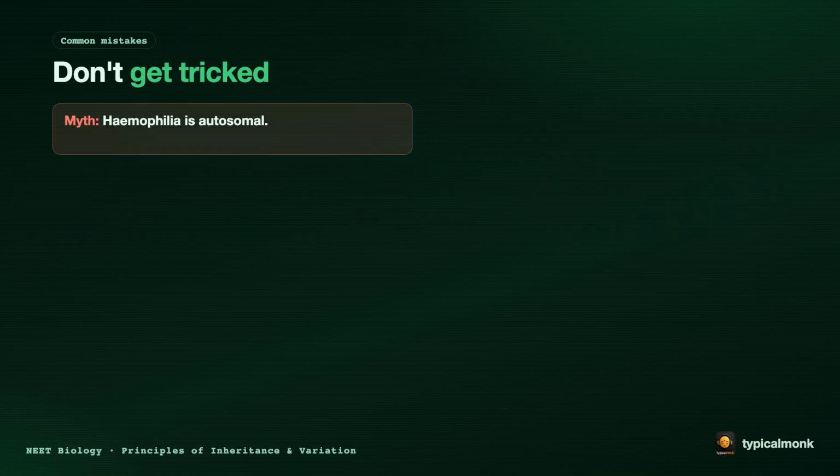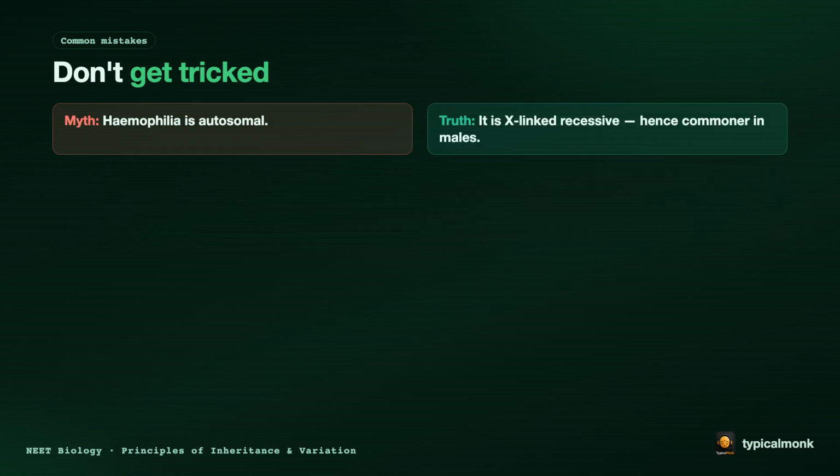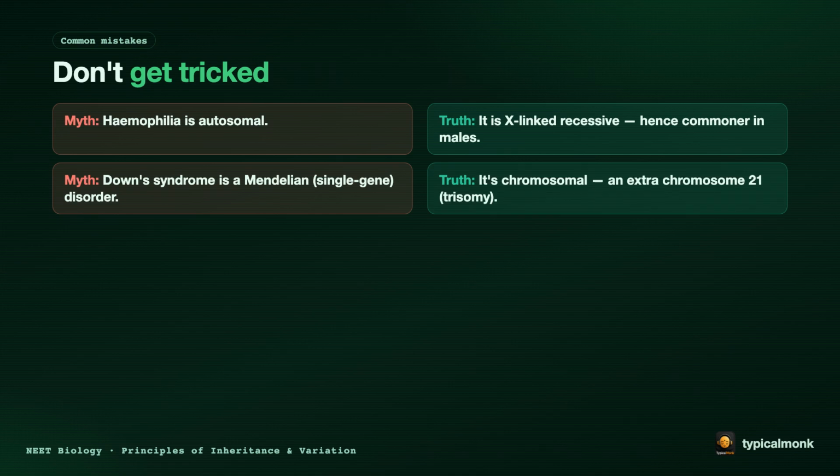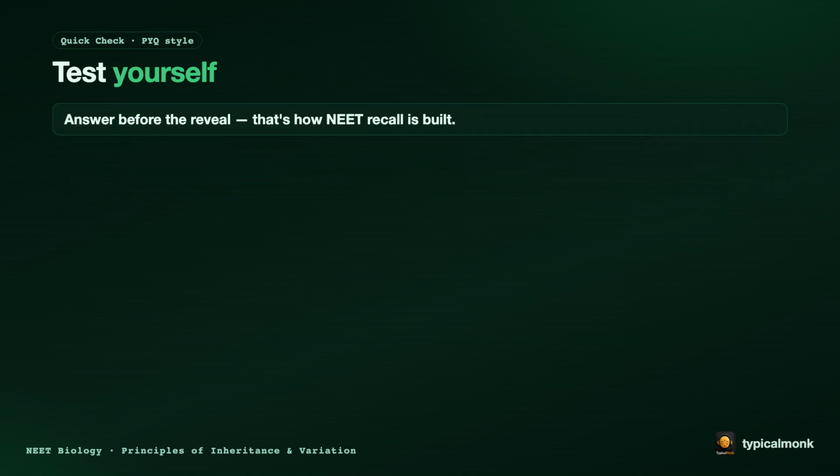Now let's clear the mistakes students fall for. Myth: hemophilia is autosomal. Truth: it is X-linked recessive, which is why it is commoner in males. Myth: Down syndrome is a Mendelian single gene disorder. Truth: it is chromosomal, an extra chromosome 21. That is a trisomy. Now test yourself.